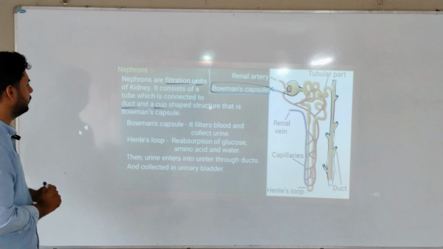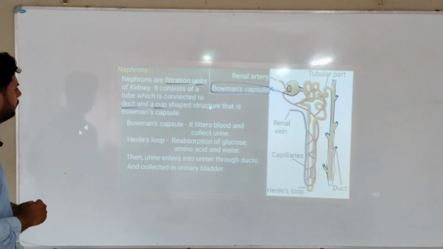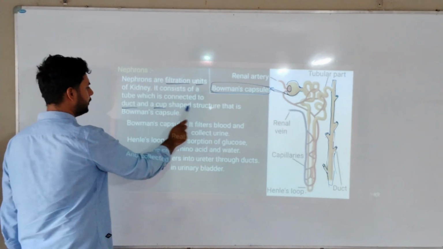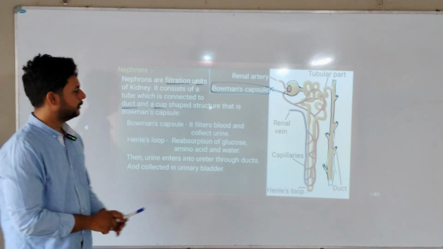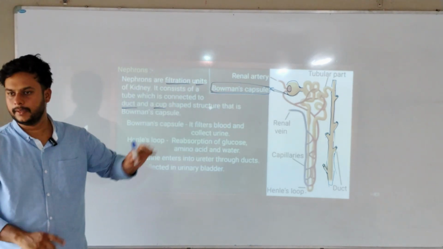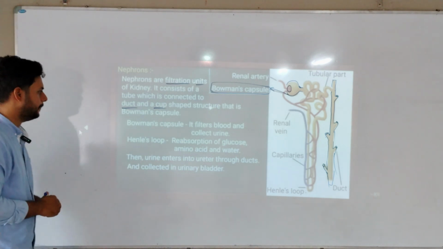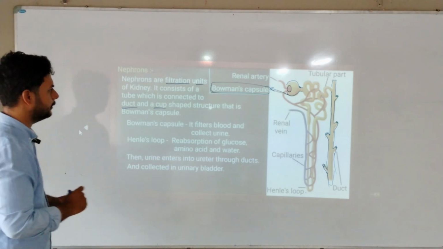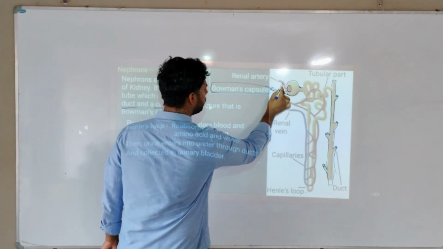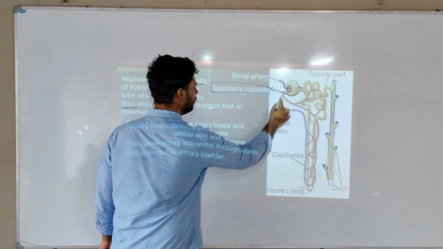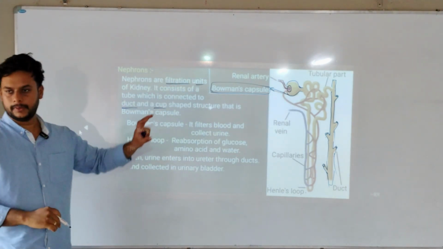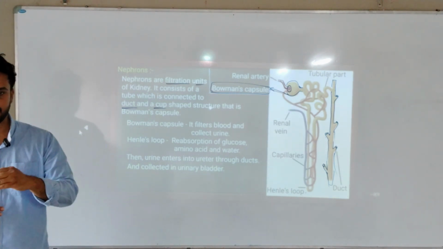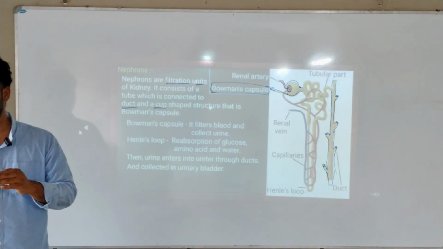Read it once again. Nephrons are filtration units of the kidney. It consists of tubes which are connected to a duct and a cup-shaped structure, and that cup-shaped structure is called Bowman's capsule. Any doubts? Okay, next. Bowman's capsule filters blood and collects urine. See here, you can see blood is entering. Whatever blood is there, urine will be present in that. So it will take that blood, filter it, and collect the urine.